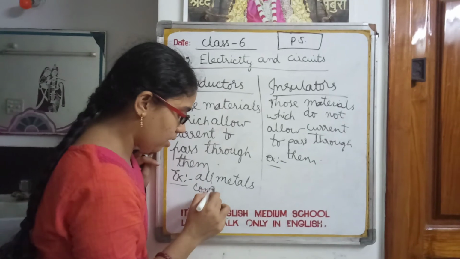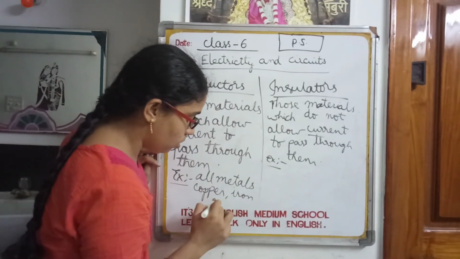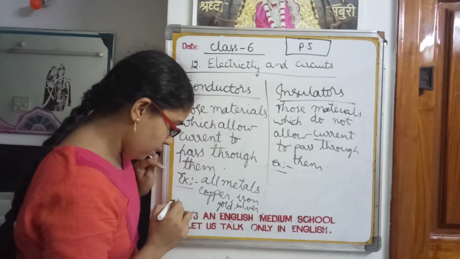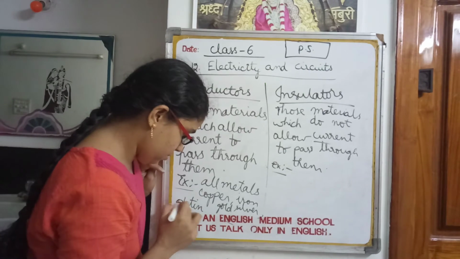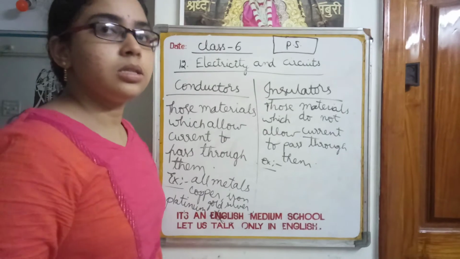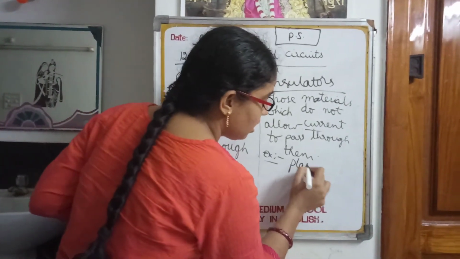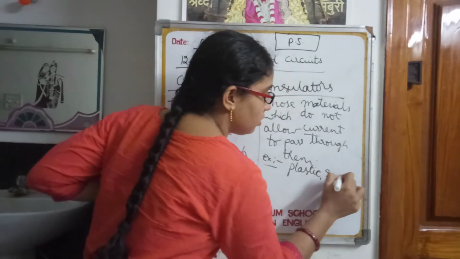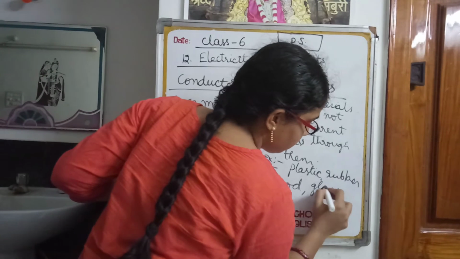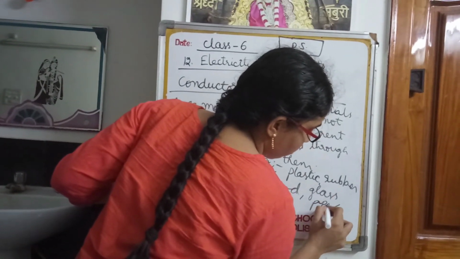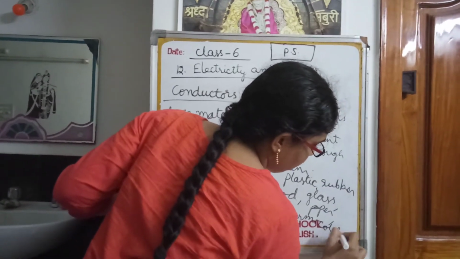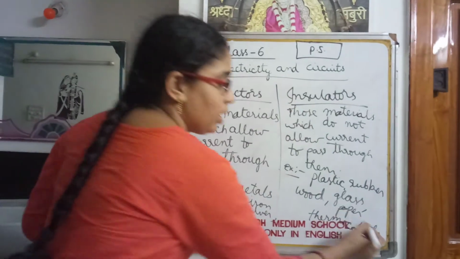That means copper, iron, gold, silver and platinum, etc. and many more. All metals will come under conductors. Okay, whereas insulators are plastic, rubber, wood, glass, paper, thermocol and many more, etc. So these all will come under insulators.